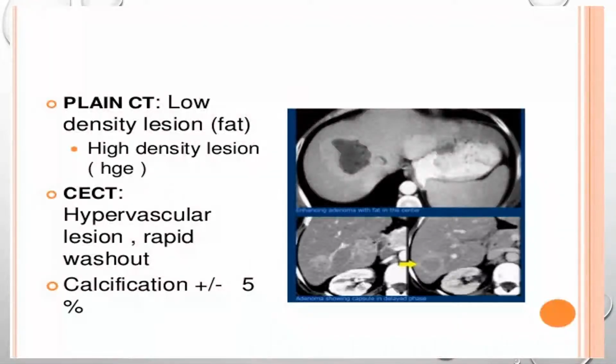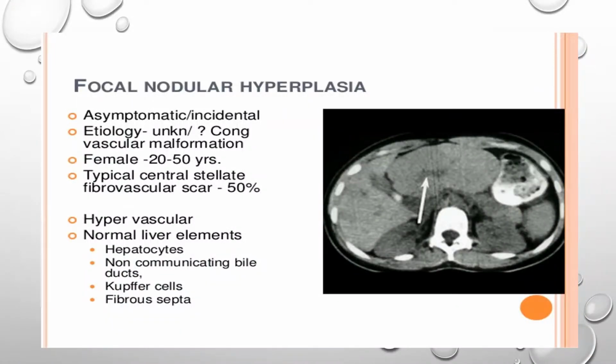So we can also expect calcification along with, as you already saw, fat density, hemorrhage, necrosis, etc. So if you see all these things, we can suspect a hepatic adenoma. Next we come to focal nodular hyperplasia, which is an asymptomatic or incidental tumor. The etiology is unknown and it is characterized by a typical central stellate fibrovascular scar.